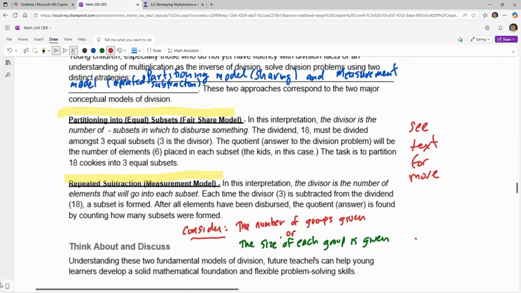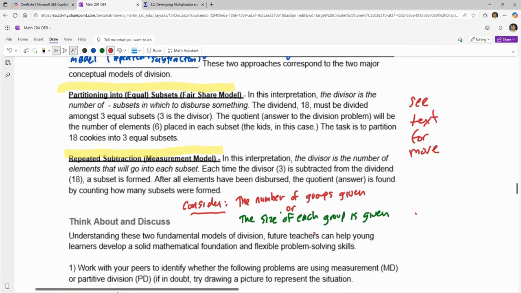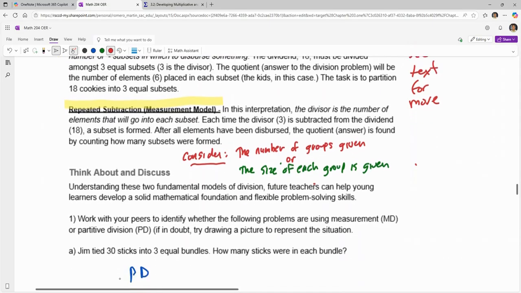And then the measurement model, when we look carefully at the bottom, is the idea that in the situation, we know the size of each group, and we're just trying to determine how many groups there are. So one is trying to figure out how many go into the group, and the other one is how many groups do we have?